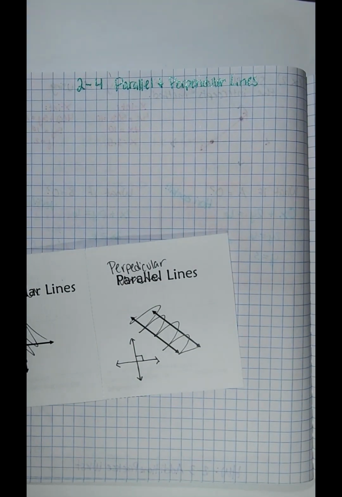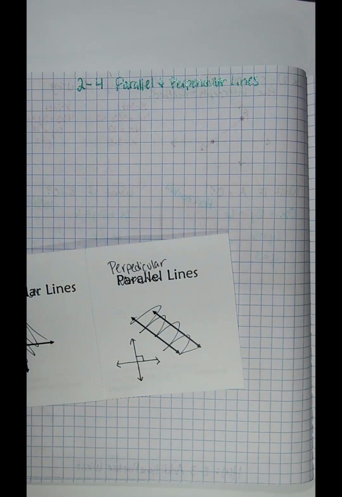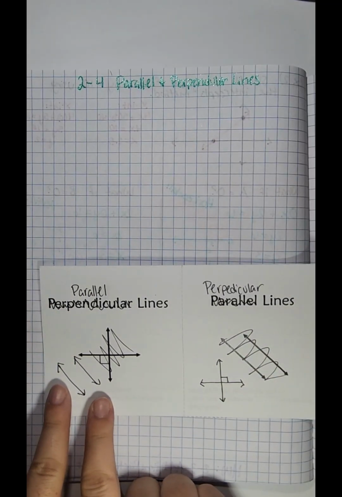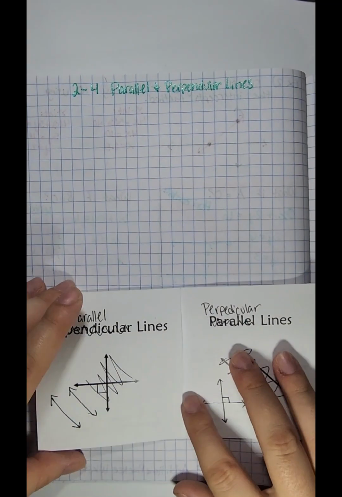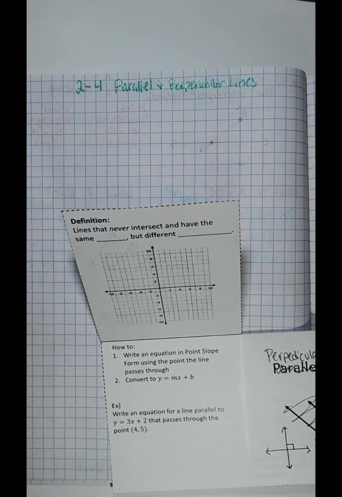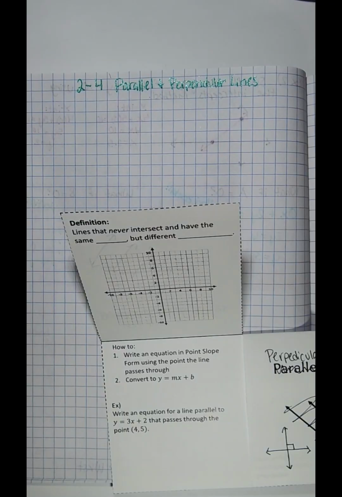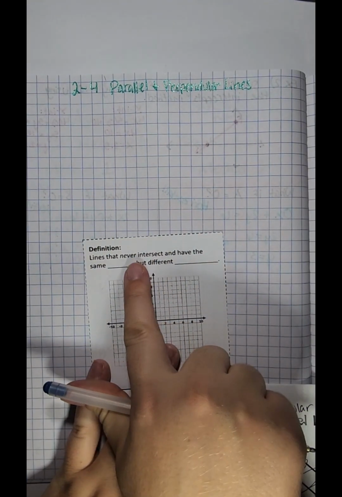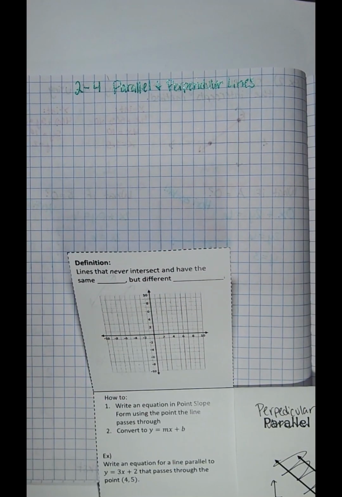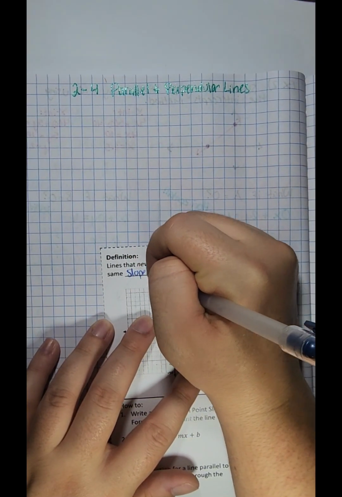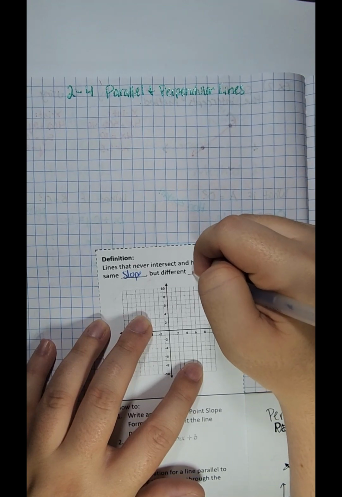All right. So now that we have these sorted, so we got parallel lines on the left, perpendicular lines on the right, we're going to open that flap for parallel lines, and we're going to start with those parallel lines. So parallel lines are lines that never intersect and have the same slope but different y-intercepts.